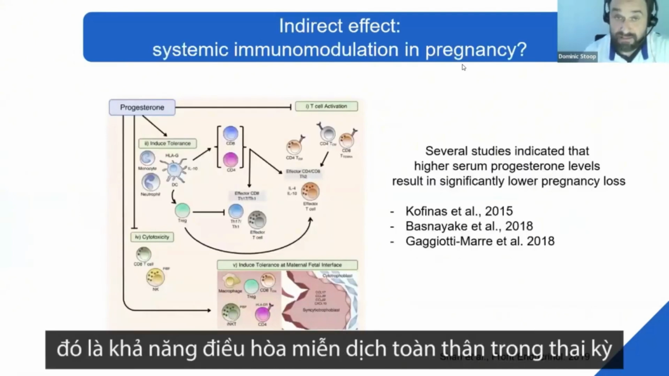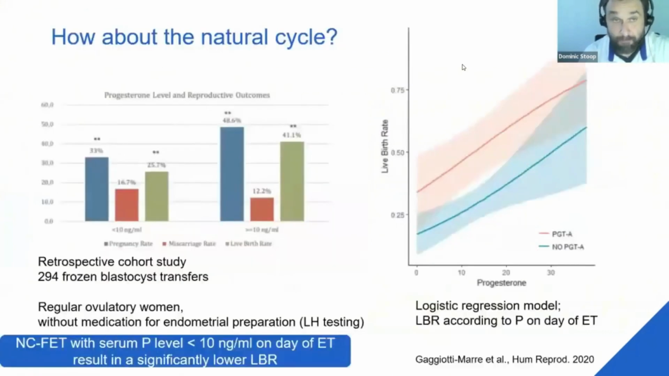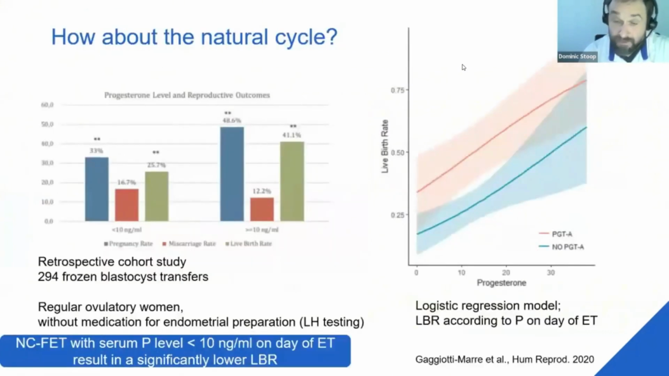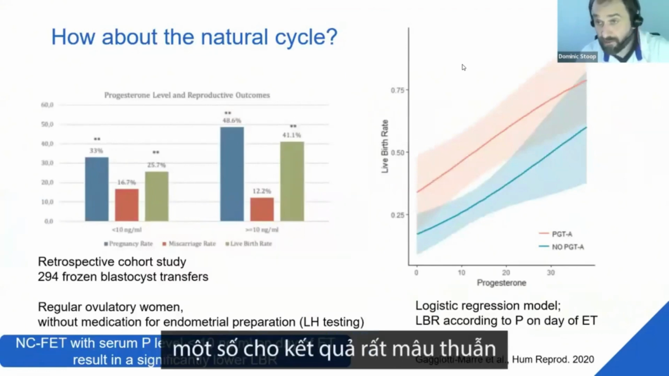The indirect effect is the systemic immunomodulation of pregnancy. That has been shown in many studies. Then finally, how about the natural cycle? Many studies have been done, and some are contradicting.